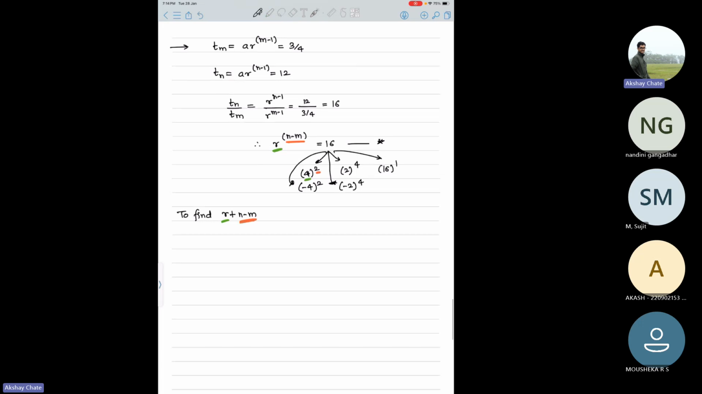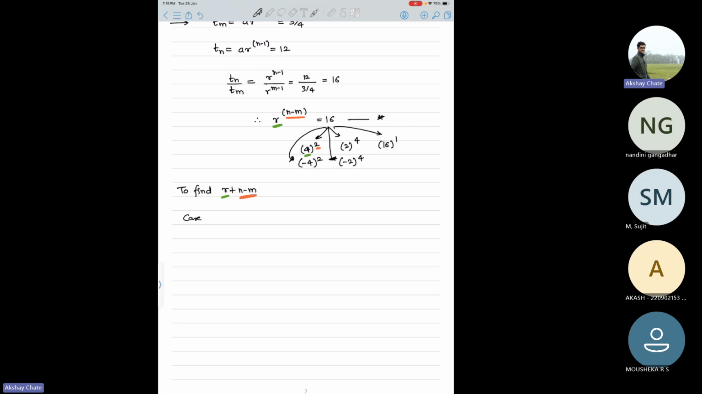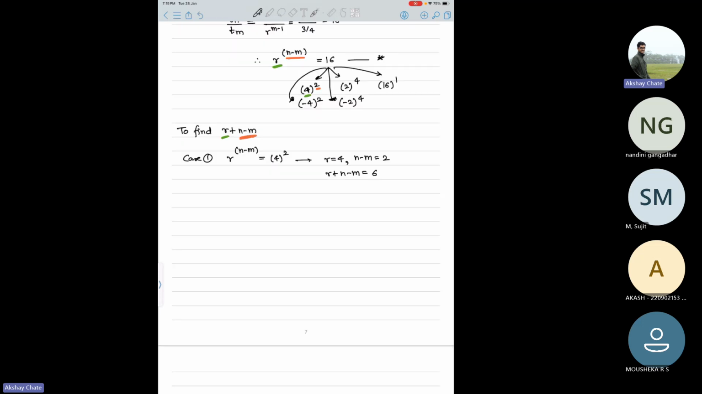So let's go case by case. Let's take case 1, where r power n minus m is 4 square. So what it means is r is 4, n minus m is 2. So r plus n minus m will be nothing but 6, right? So like that we can create one table. We want to find the smallest possible value for this, right? So let's create one table, so that every time we don't need to write all these things.